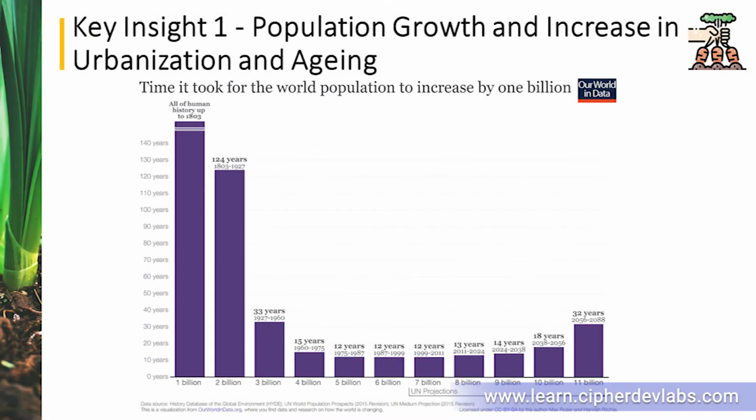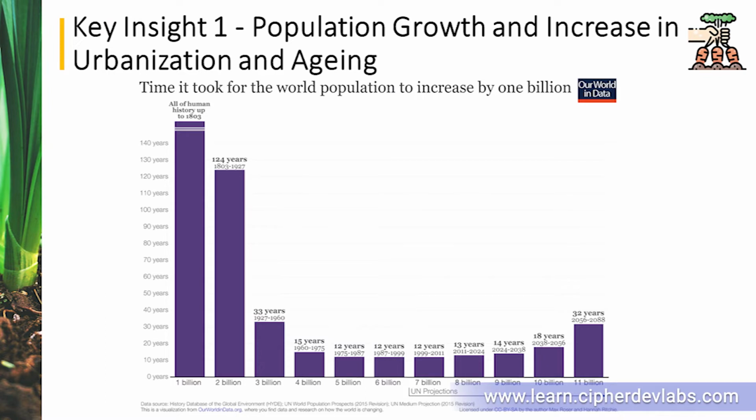Hi, and welcome back. In this lecture, we're going to talk about key insight 1, population growth and increase in urbanization and aging. So, if you look at this graph, it depicts the time it took for the world population to increase by 1 billion. And if you look at the first billion, it's estimated that humanity reached the first billion in the year 1803.